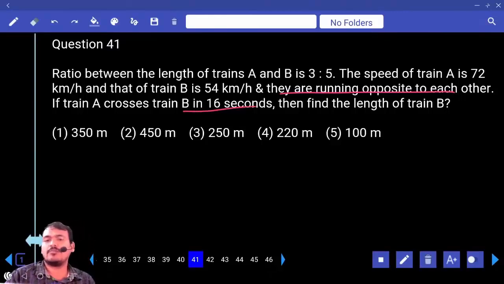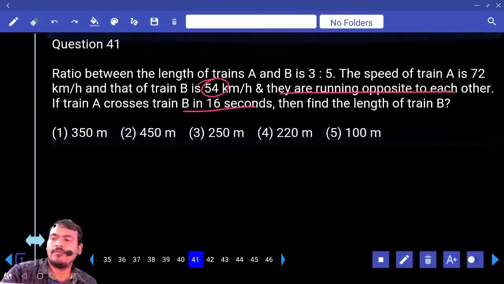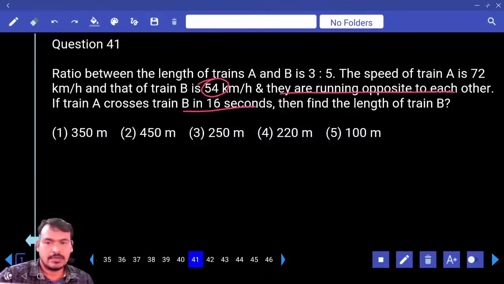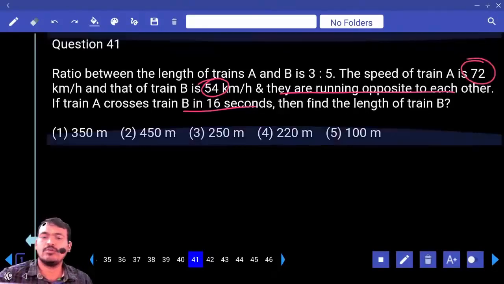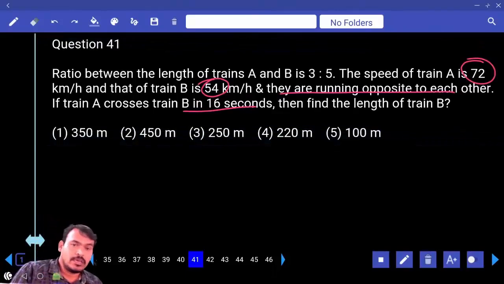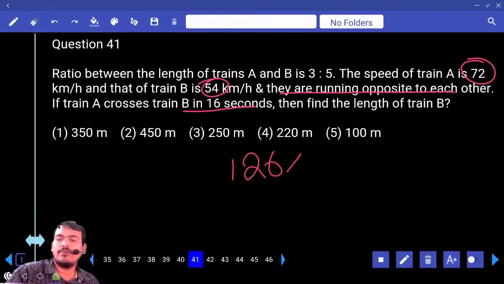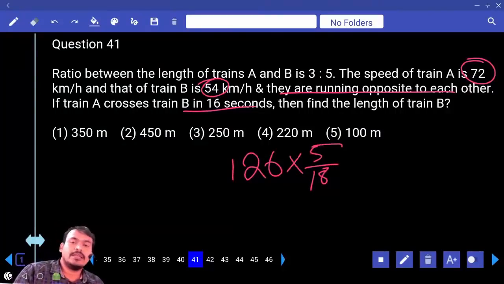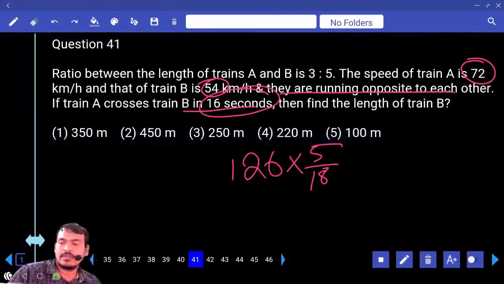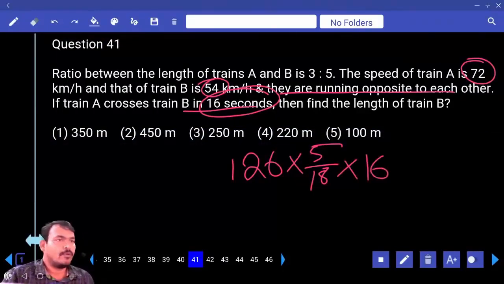First, in opposite direction, are the speeds subtracting or adding? Adding. What is the first one's speed? 54. Second one's speed? 72. 72 plus 54? 126. What is the sum of the speeds? 126. Into 5 by 18 means we get meter per second, or not? But here, how many seconds will it take to pass? 16 seconds. Into 16, or not? Because it is speed into time, or speed plus time? Speed into time, equal to distance value, or not?